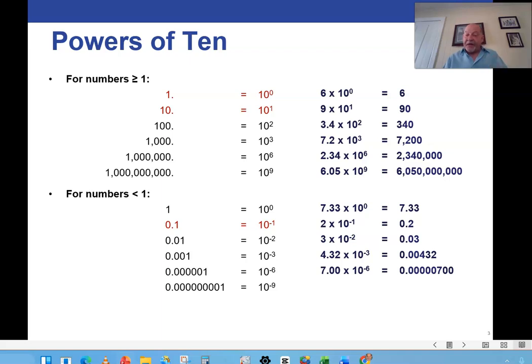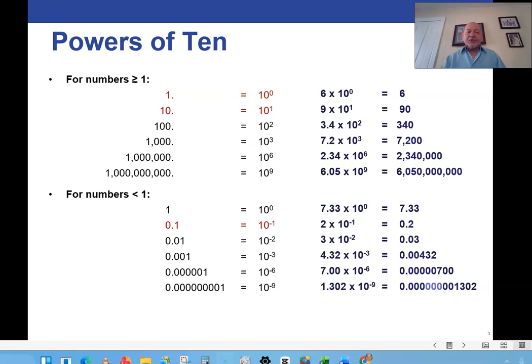So it's 0. and 8 zeros and then a 1. So when we have a scientific notation using a 10 to the minus 9, like 1.302 times 10 to the minus 9, we write 0. and then 8 zeros, and then we start the 1 at the 9th position. So it becomes 0.00000000, that's 8 zeros past the decimal point, 1302.